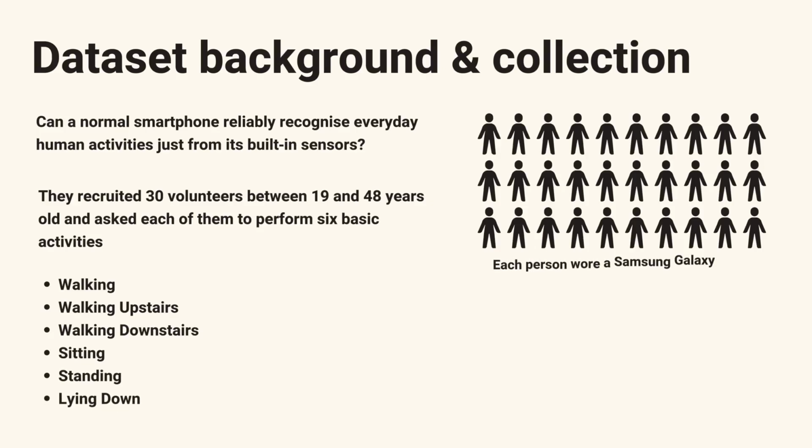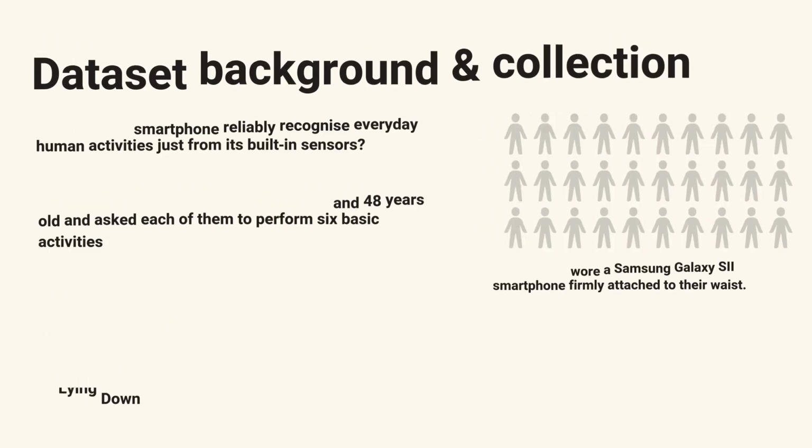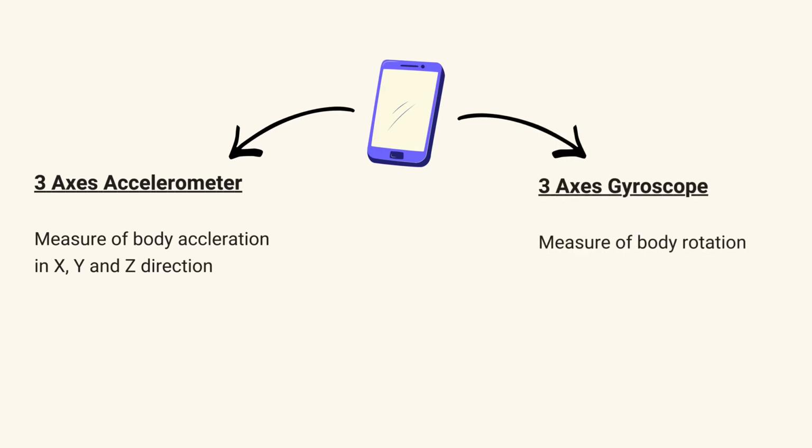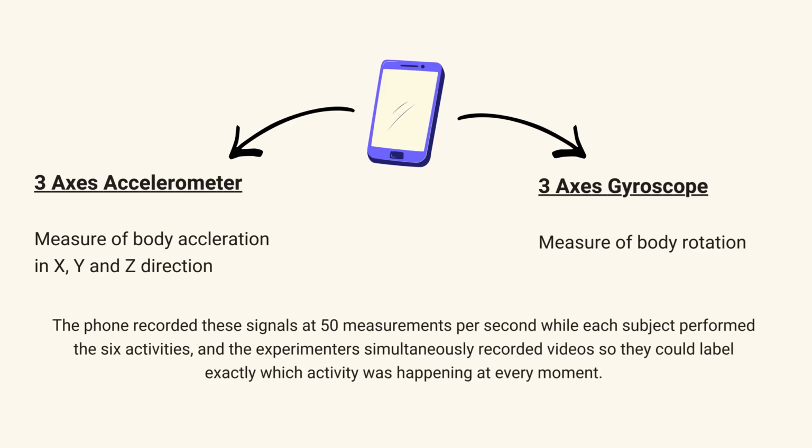During all of this, each person wore a Samsung Galaxy S2 smartphone firmly attached to their waist. Inside that phone are 2 key motion sensors, a 3-axis accelerometer, which measures how your body is accelerating in the X, Y, and Z directions, and a 3-axis gyroscope, which measures how quickly you're rotating. The phone recorded these signals at 50 measurements per second, while each subject performed the 6 activities, and the experimenters simultaneously recorded videos so they could label exactly which activity was happening at every moment.